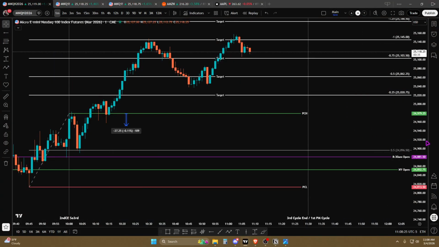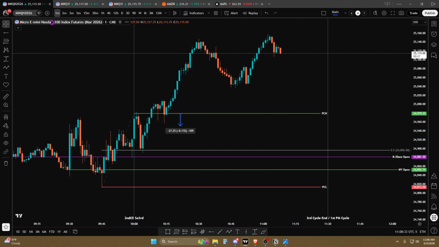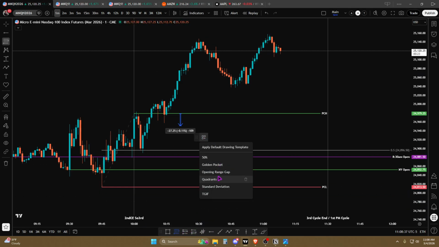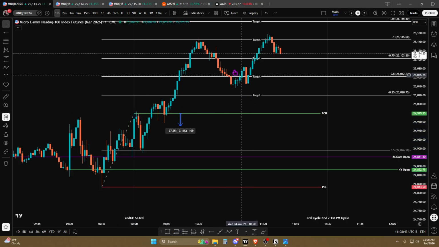So very simple trade today, just a break and retest off a previous cycle high. And these targets here are just standard deviations off of the previous cycle. So just drawing the standard deviations from previous cycle low to previous cycle high, and that's going to give us very accurate targets for our trade.